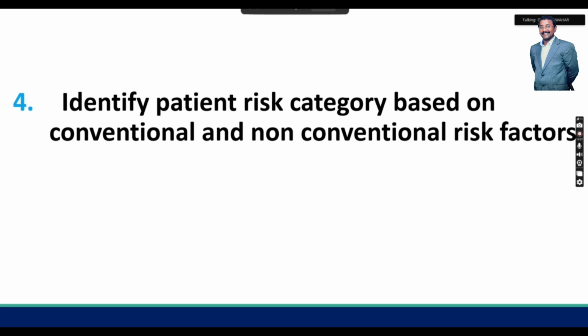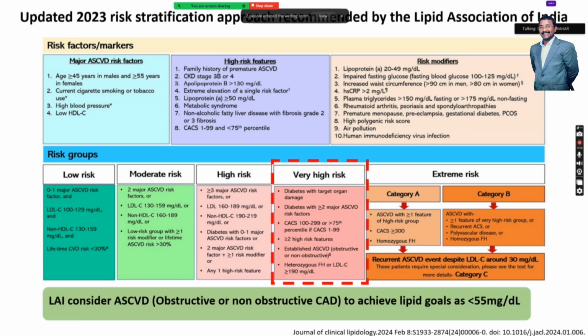Identify the patient's risk category based on conventional and non-conventional risk factors. The 2023 updated risk stratification is given by the Lipid Association of India. We have the major atherosclerotic cardiovascular risk factors. These 4 are the major atherosclerotic cardiovascular risk factors: age more than 45 years in males and more than 55 years in females, smoking, blood pressure, and low HDL cholesterol. So these are the 4 major atherosclerotic cardiovascular risk factors according to the Lipid Association of India.